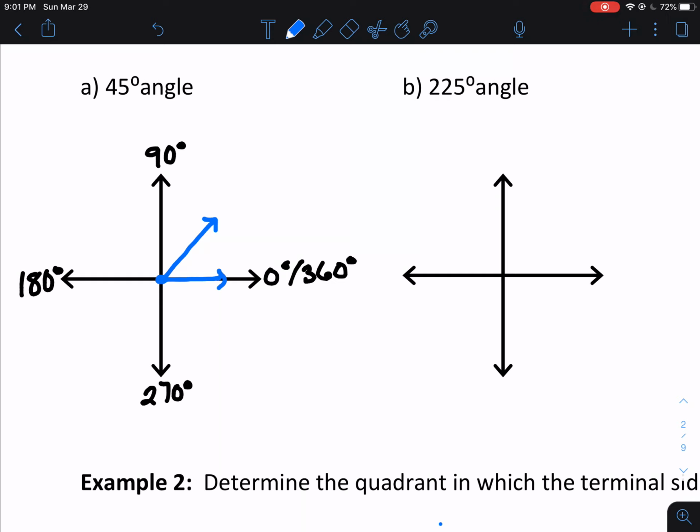The other thing I want you to show me that's going to be new, that you maybe have not done before, is you need to show me the direction of the angle. Since this is a positive 45-degree angle, we're going to draw the direction of the angle like so.